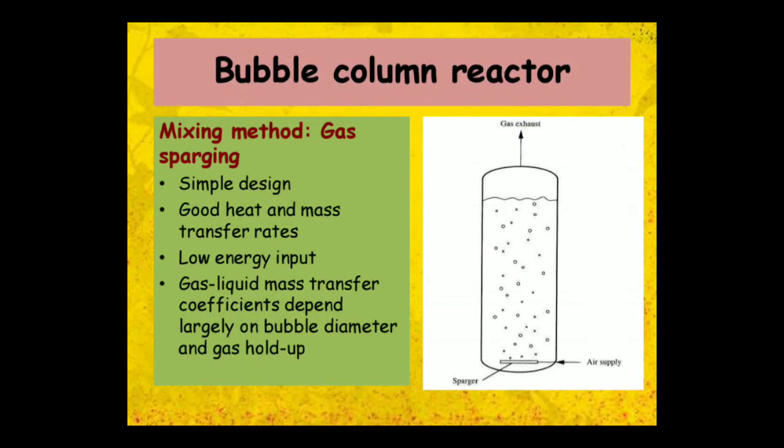Next is the bubble column reactor. In this the mixing method is gas sparging. It has to have a sparger at the bottom which is allowing the air supply, the proper gas supply. The sparger is usually in the form of a ring which contains many holes in it, or it can be a single central small disc shaped thing with a single hole.